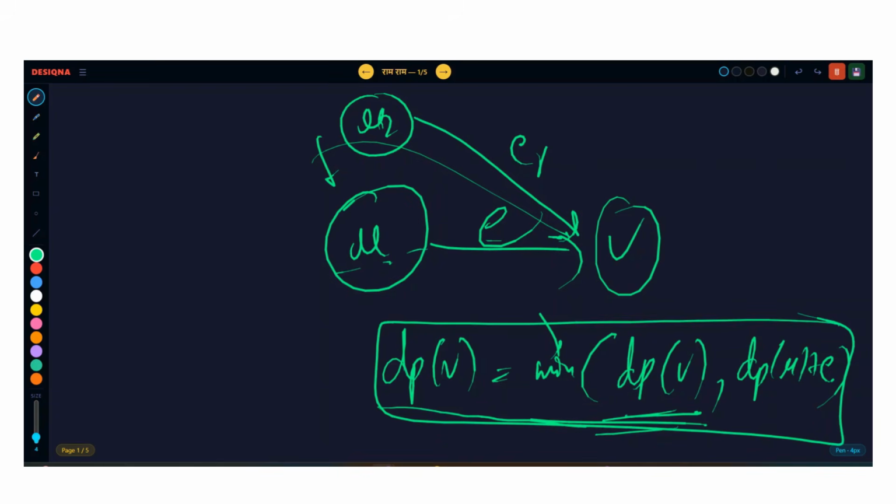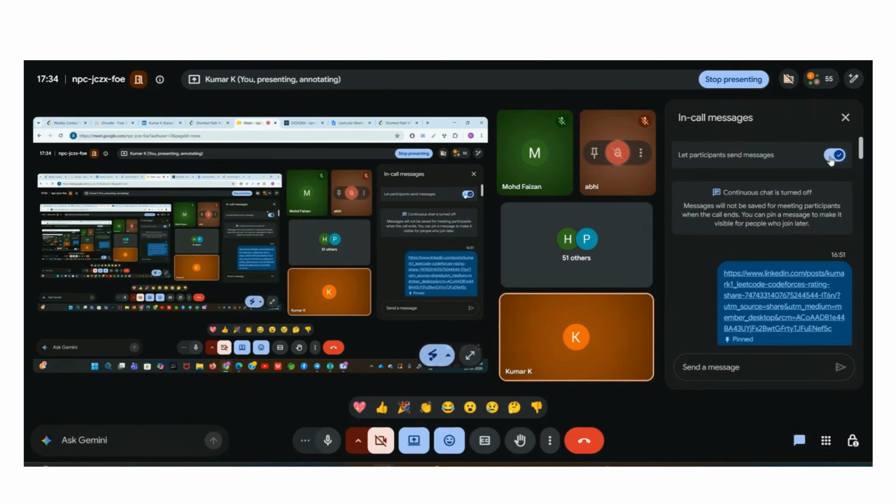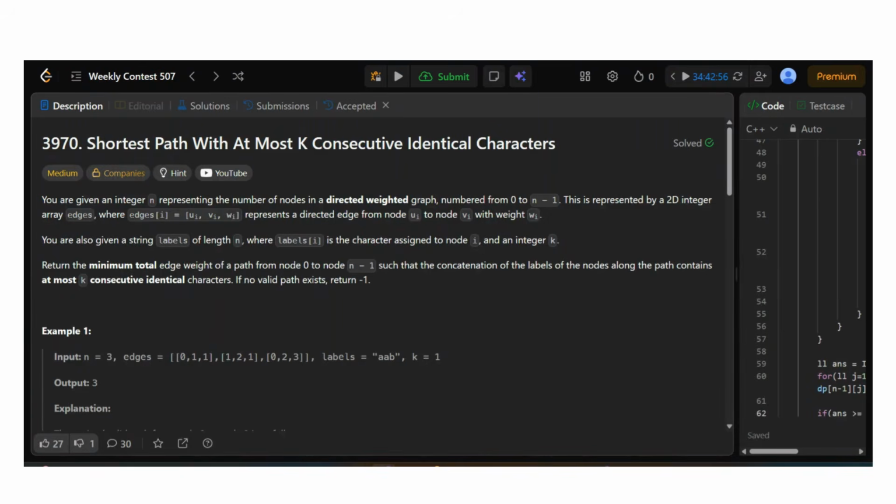That's why dp of V is always minimum of dp of V comma dp of U plus E. Okay, that's it. Never forget this thing. If you know this thing, you can solve any problem.